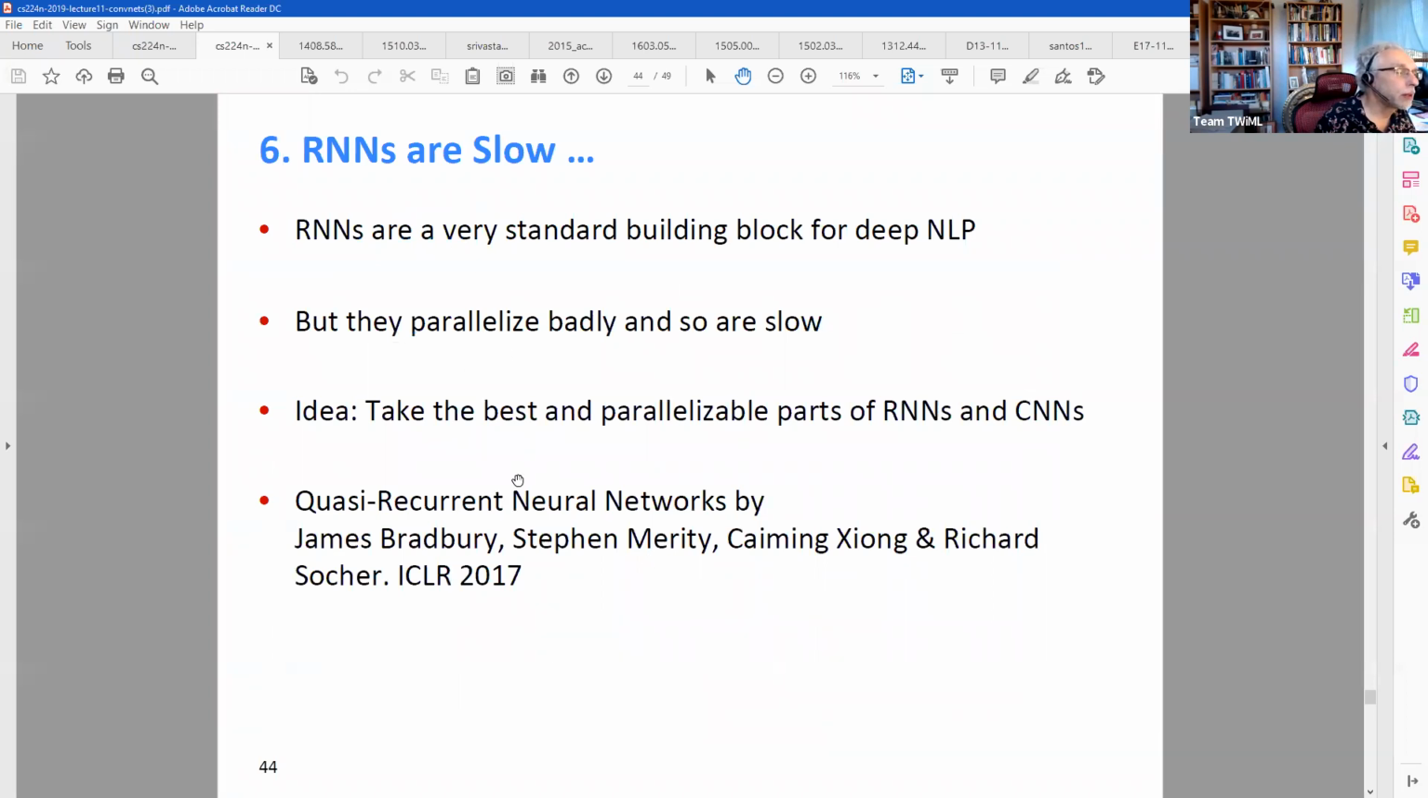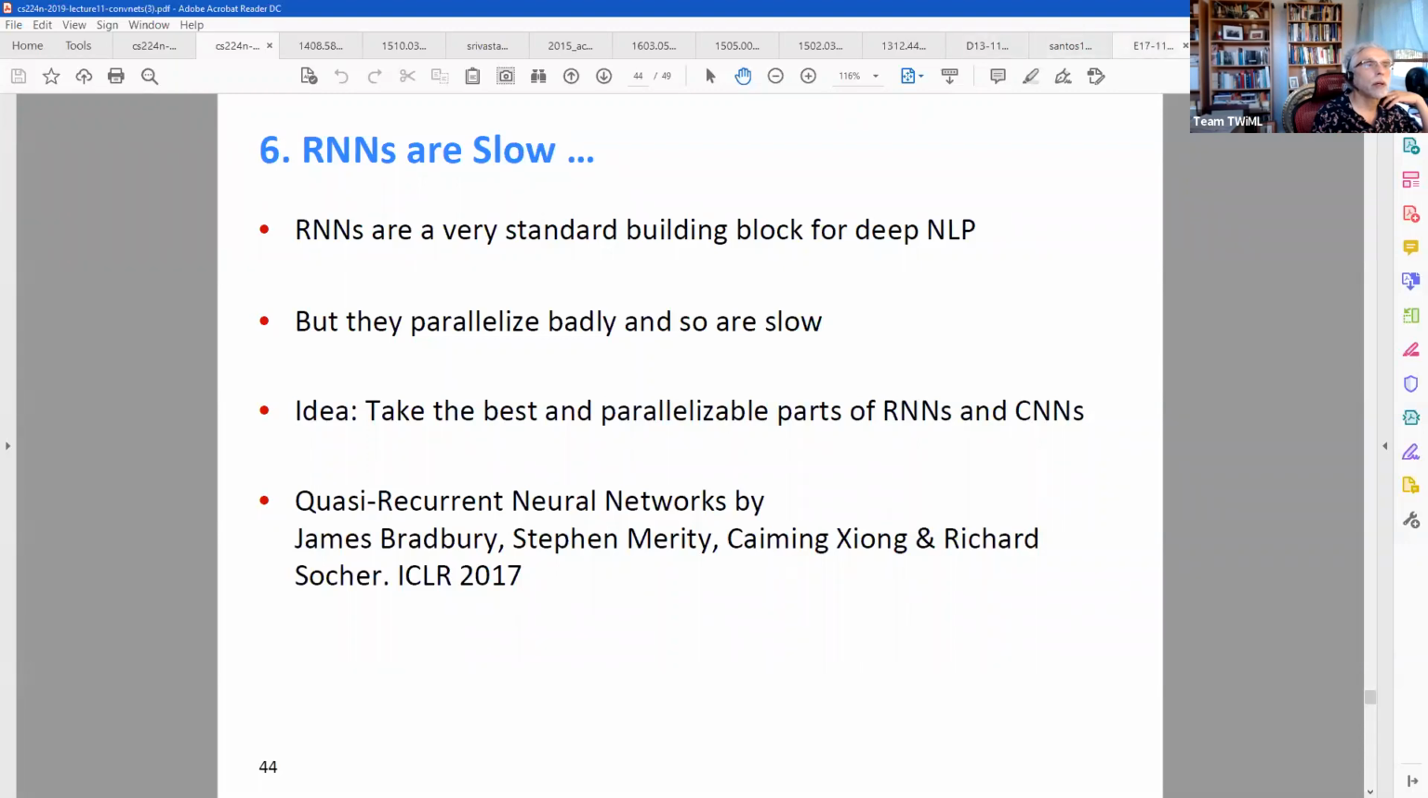Okay, the last couple slides. RNNs are slow. We've seen that. They parallelize badly because, you know, you've seen what the RNN looks like. You have to go through each of those fully connected networks in series with the hidden layers and so on. So take the best and parallelizable parts of RNNs and CNNs, and then that's the concept of the quasi-recurrent neural network. And so we have that paper here too.